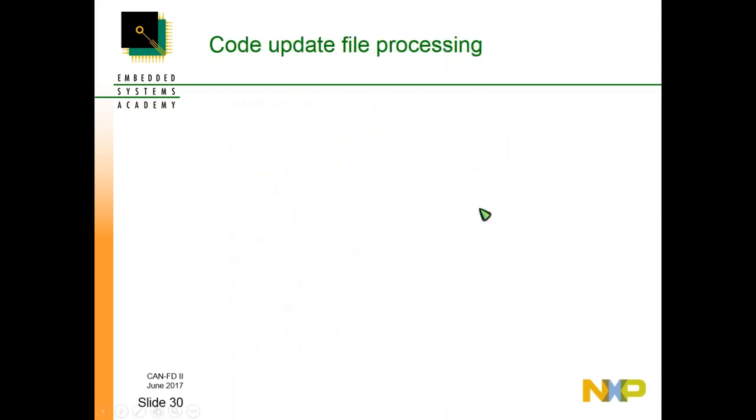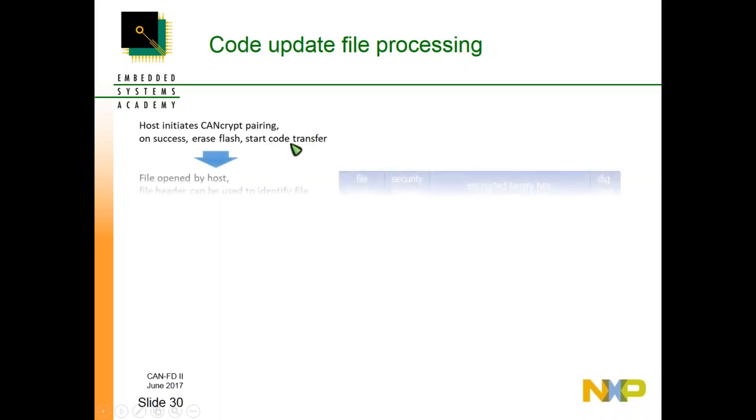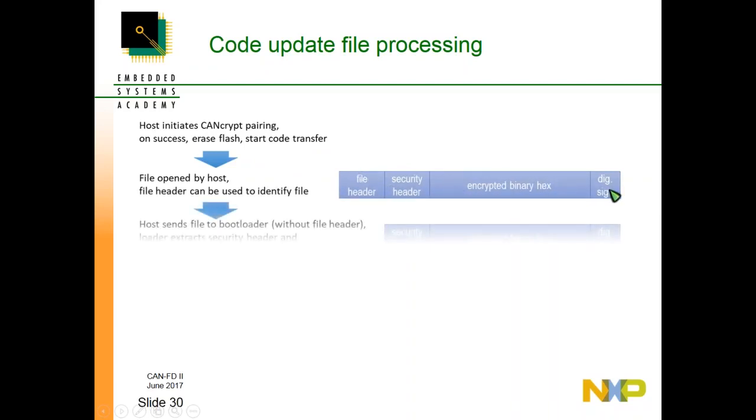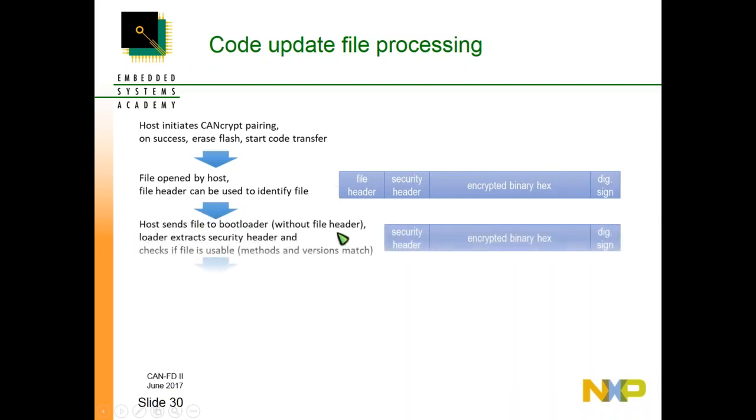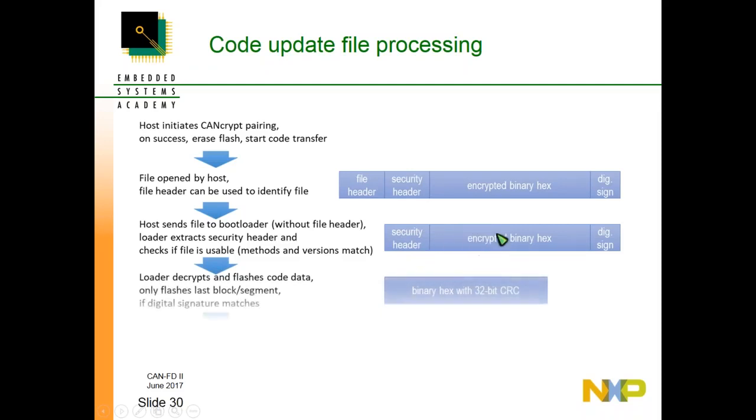Now let's review the path of the data coming into the bootloader. The host communicating with the bootloader initiates the pairing, erases the flash, and then starts the code transfer. The file is sent to the bootloader without the file header. This is thrown away. Only the security header, binary hex, and digital signature go to the bootloader. The bootloader needs to extract it, and with the information from the security header starts decrypting and programming it.